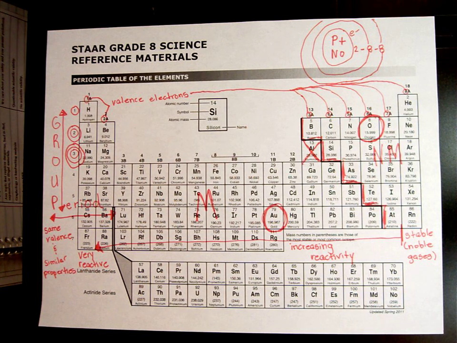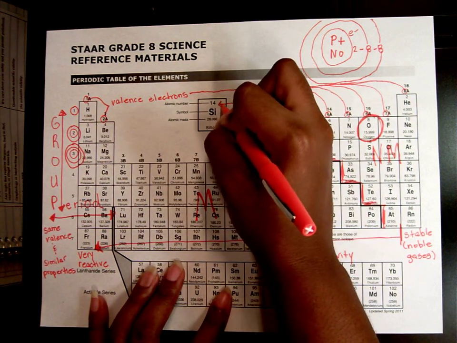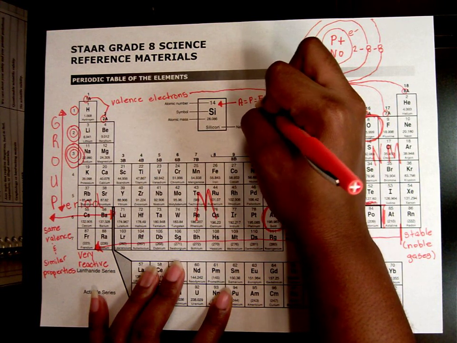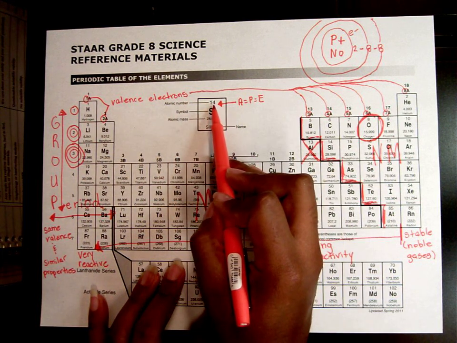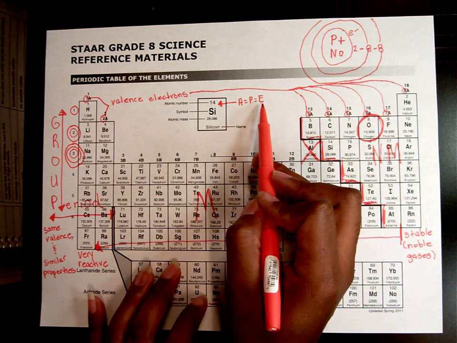Now that we've drawn the atom and we know the particles, their charges, and their locations, you should also be able to look at any element on the periodic table and figure out how many protons, neutrons, and electrons it would have as a neutral atom. That's where APE MAN comes in. Atomic number equals protons equals electrons. So if it's a neutral atom, and the atomic number is 14, that means it would have 14 protons and 14 electrons.